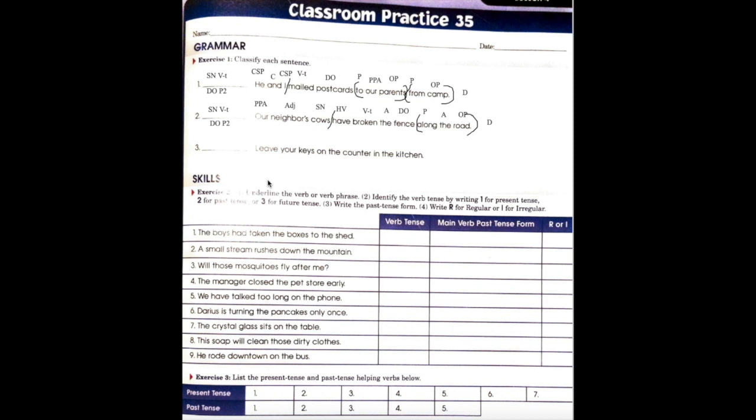Who should leave their keys on the counter in the kitchen? Well, it's you implied. We don't have the word you here because this is an imperative sentence, so we're going to write you in parentheses. And then above it, of course, we can write that it's our subject pronoun. What is being said about you? What should you do? What's the action? Leave your keys on the counter in the kitchen. So leave is our verb.